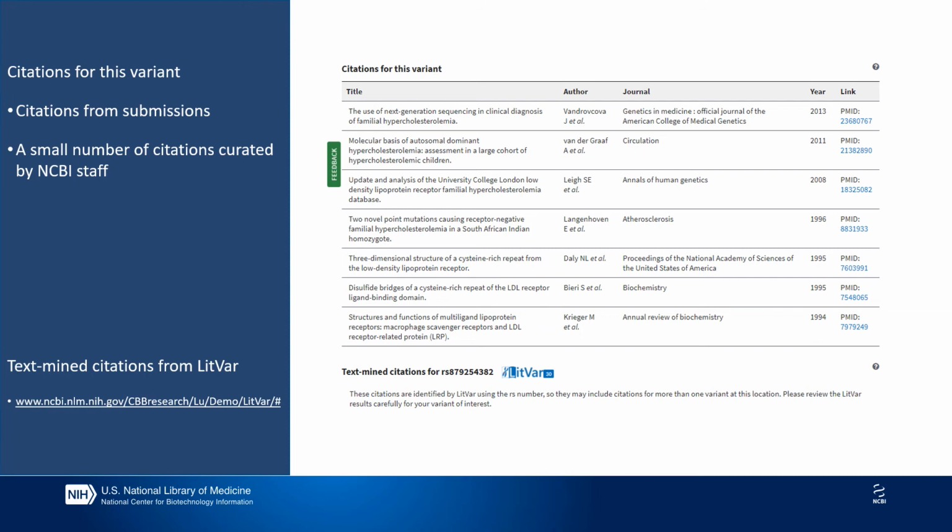Because of that, we're also supplementing the citations you find in ClinVar with links to LitVar. LitVar is another NCBI product. If you're not familiar with it, I've included a link here so you can learn more about it. But LitVar does text mining of the information in PubMed and PubMed Central to find papers about variants. So we've included a link out when that's available so that you can supplement the citations that we have from ClinVar submissions with those that have been text mined.